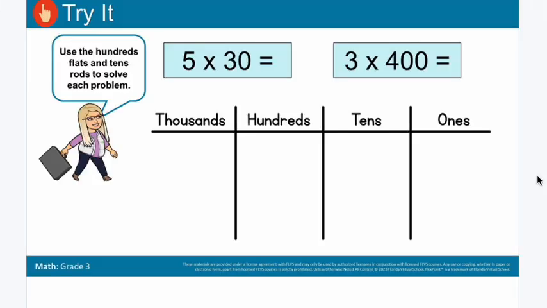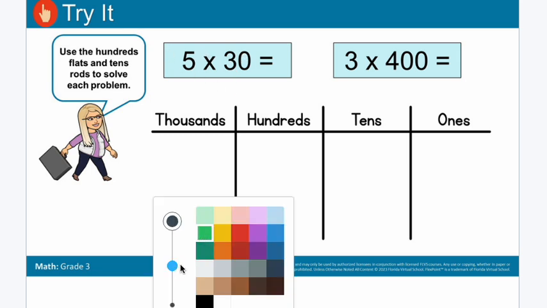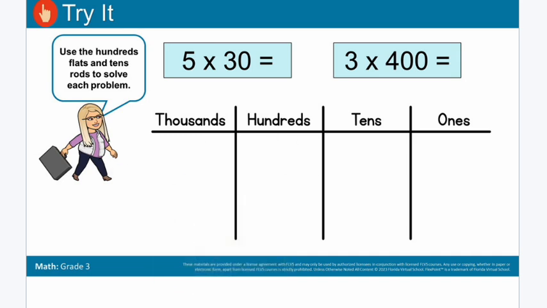Here we go. So let's go ahead and try this, thinking about using hundreds with flats and rods for each one. So 5 groups of the number 30. Okay. I'd really like to use my camera on this one, but I don't know if I can. So why don't we do this? I'm going to do my groups of 10. So here's 1, 2, 3. So that's 1 group of 30, but this is saying I have 5 groups of 30.